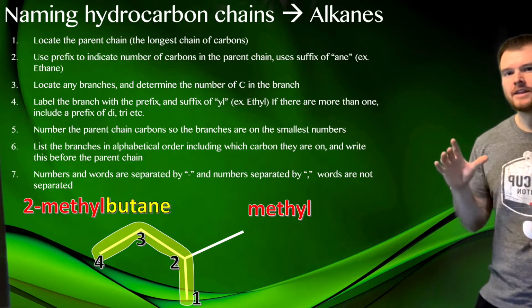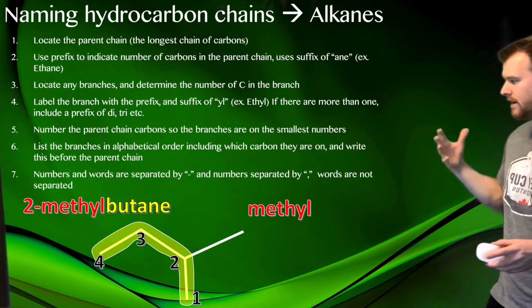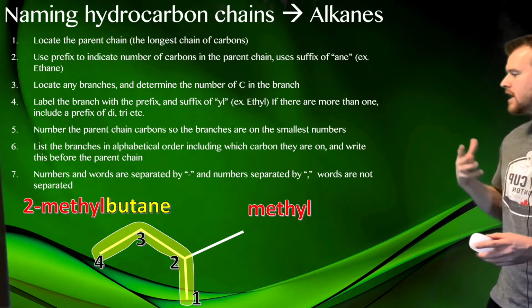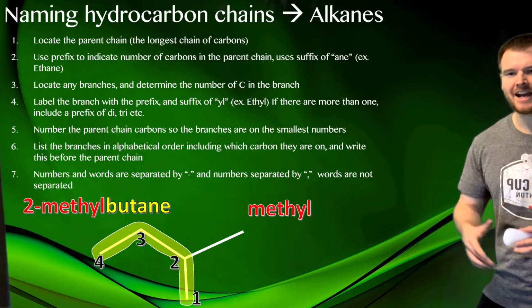If you have more than one of those same groups. So if I had more than one methyl, I would put di for having 2 methyls, tri for having 3 methyls, and so on and so forth. Okay, so I know that's a lot of rules, but we're gonna get lots of practice here putting them into examples. So let's take a look at some simple ones and then get more and more complicated.